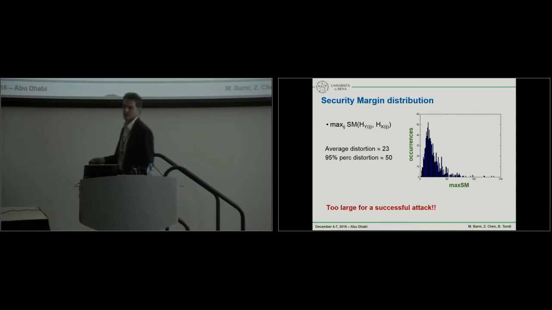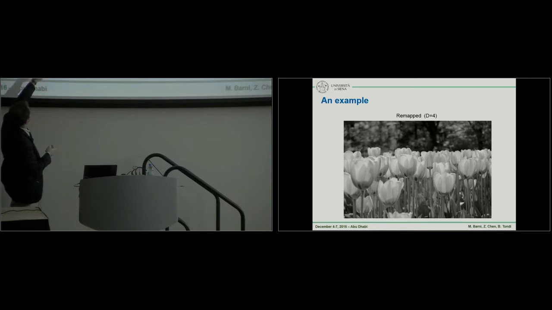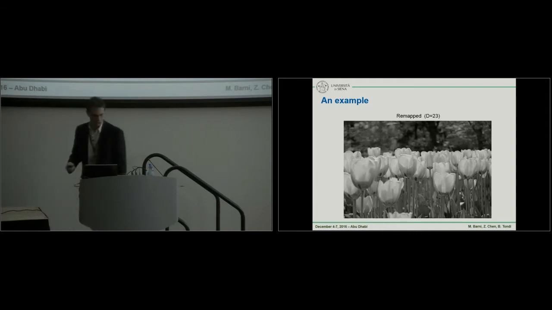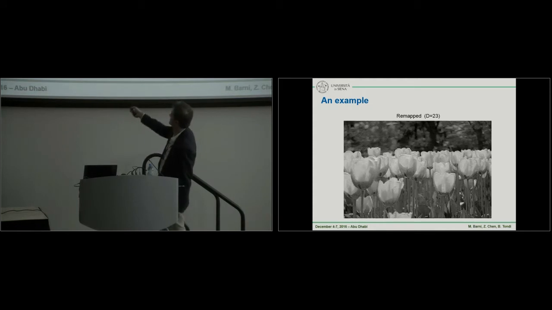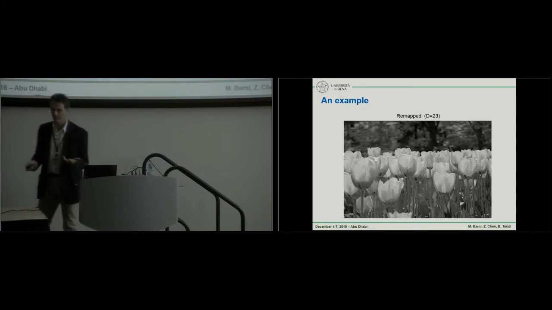This is by far too much. The idea is that these images, at least in these data sets, are quite far apart. If I want a perfect attack, that's not easy at all. So I have an idea here of what this means. This is original remapped with d equal to 4, so good. But when I apply 23, you see that the distortion is bad. And I am able to apply this and have a perfect attack only to 50% of the images. So this is not even enough. So this is too much. So the attack is not easy.